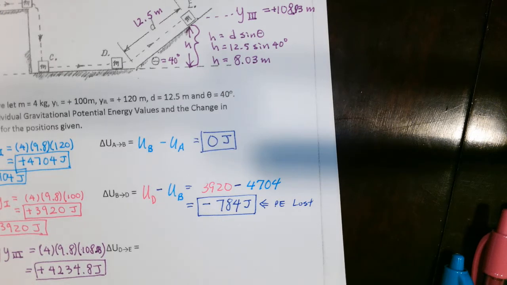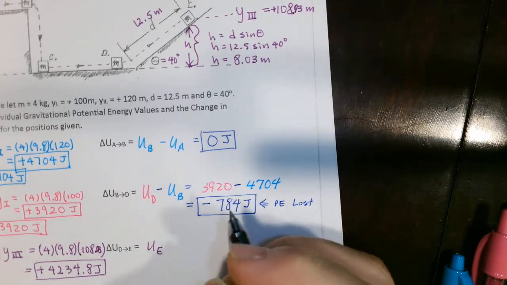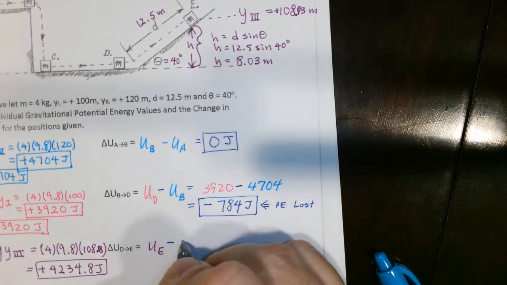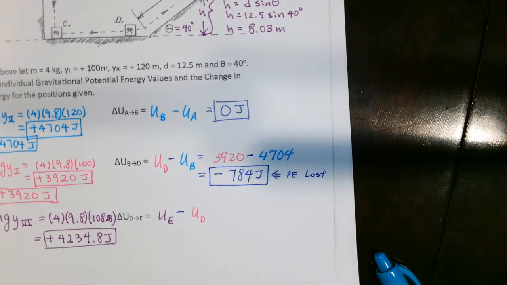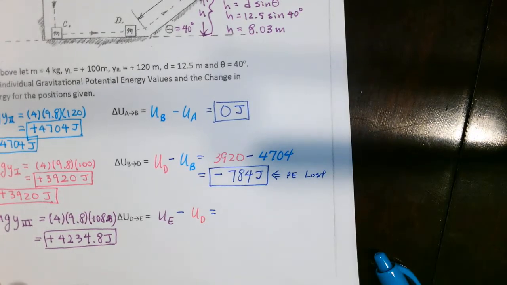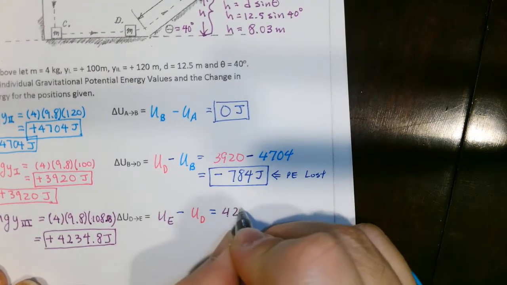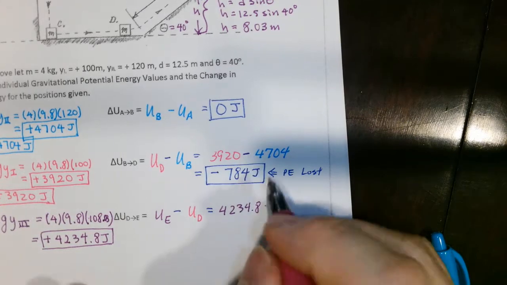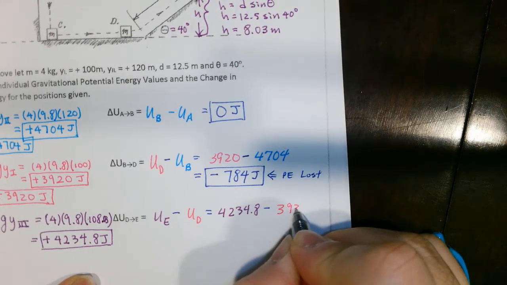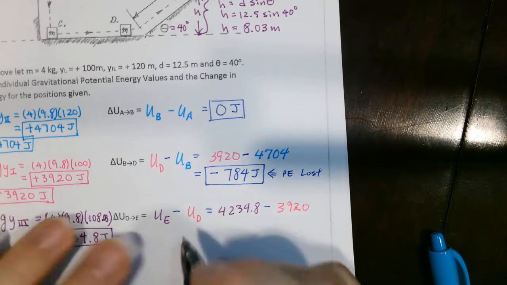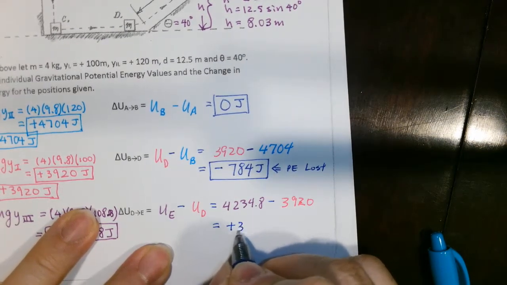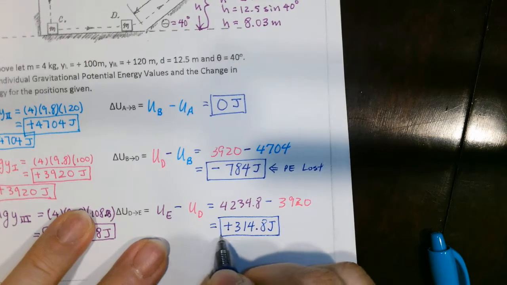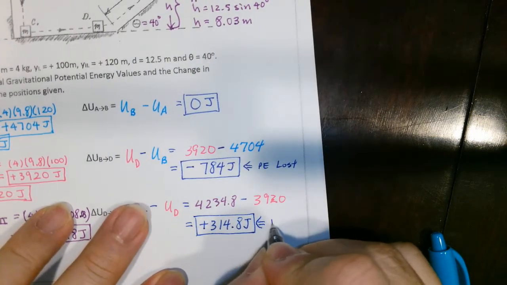And then for this, it is UE minus UD, right? So that is equal to 4234.8 minus UD, 3920, and this comes out to positive 314.8 joules. Right? That means potential energy gained, right?